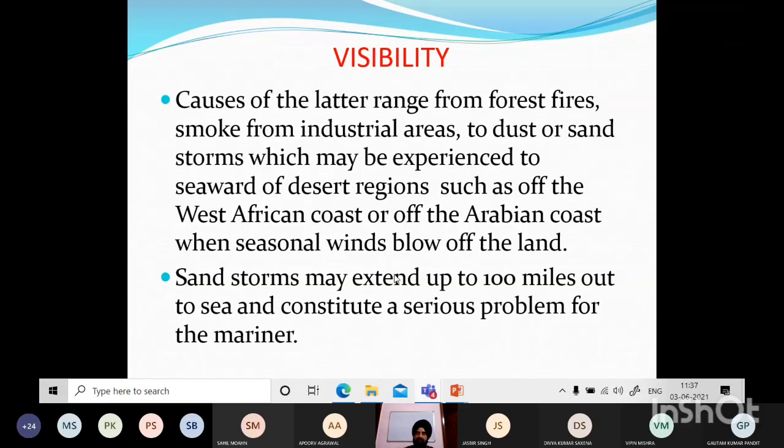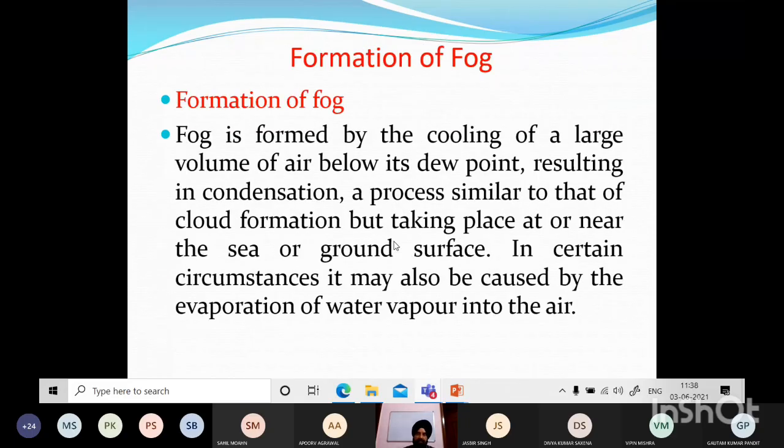तो ये तो है कि yes, आपकी जो haziness है, it is due to these factors. So sandstorms may extend up to 100 miles out to sea, and constitute a serious problem for the mariner. I don't know how many of you have experienced very common Red Sea. एक तो विजिबिलिटी खराब, ऊपर से सारा शिप जो है उस पे मिट्टी जैसी आ जाती, ब्रिज फ्रंट जितने व्हाइट स्ट्रक्चर हैं सारा लाल हो जाता है to wash. हमारे लिए तो again extra work comes.